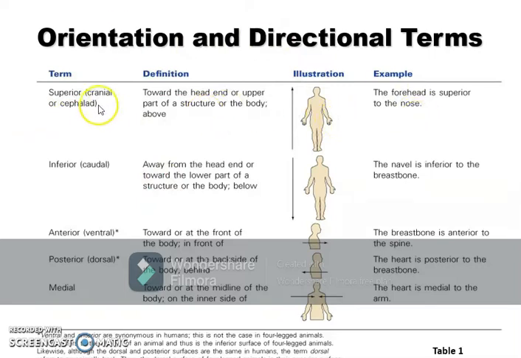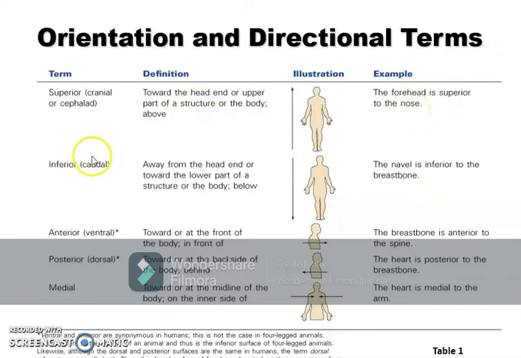Now let's start with the superior, or the cranial, or cephalad. When we say superior, it means toward the head end or upper part of a structure or the body. In short, superior means above. Now we have here an example and illustration. An example is that the forehead is superior to the nose. So the forehead is above the nose.